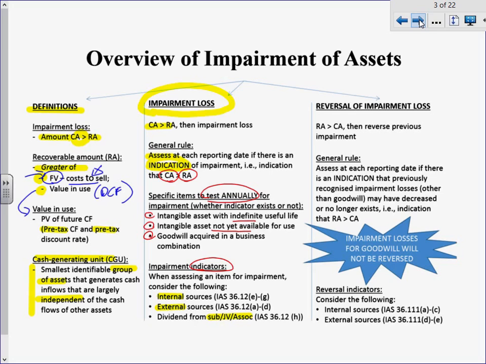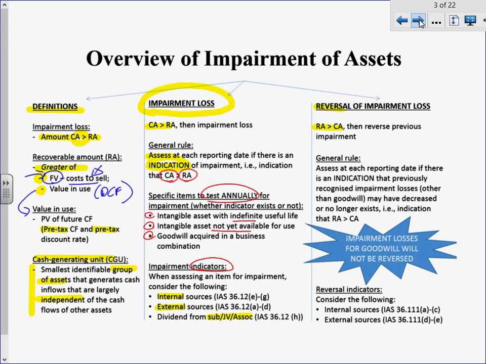Then what happens if that event that caused the indication of impairment and ultimately caused the impairment gets reversed out? Well, then you're allowed to reverse the impairment out. Okay, so here, if the recoverable amount is bigger than the carrying amount on an asset that was previously impaired, I can't just revalue. That's not what we're doing here. Then you're allowed to reverse the impairment.